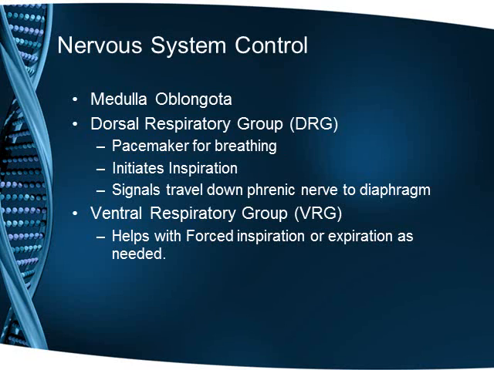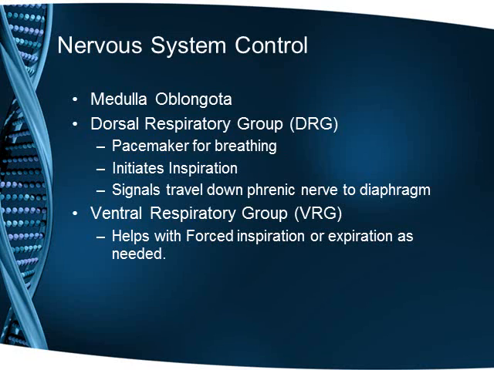The medulla oblongata is our respiratory center in our body, and we have 2 nerve groups that we talk about. We talk about DRG and VRG, and we have the dorsal respiratory group. You've all heard of the pacemaker in the heart, which is the SA node. Well, the pacemaker for breathing is the DRG, the dorsal respiratory group. It is what's going to initiate inspiration.